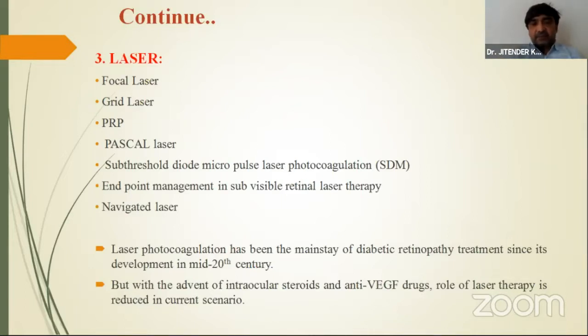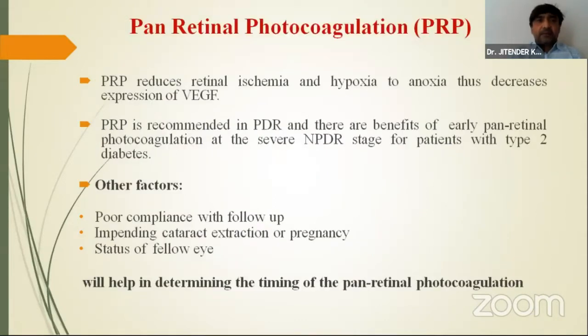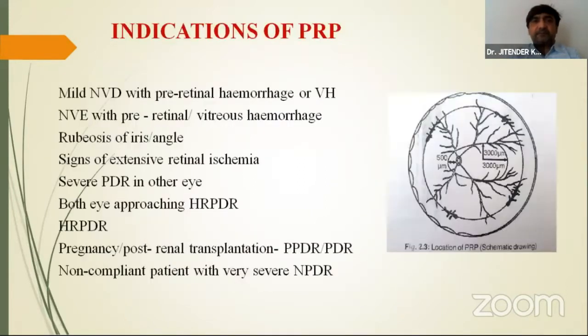With the advent of intraocular steroids and anti-VEGF therapy, the role of laser therapy is reduced in the current scenario. PRP reduces retinal ischemia and hypoxia to anoxia and thus decreases expression of VEGF. It is recommended in PDR, and there are benefits of early PRP. Other factors are poor compliance, impending cataract, or poor status of the fellow eye, which determine the timing of PRP.